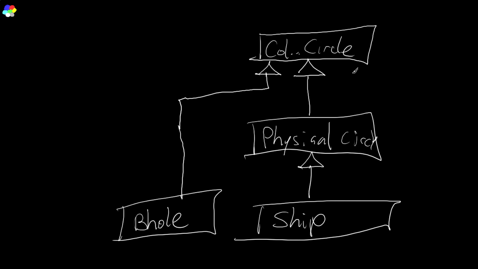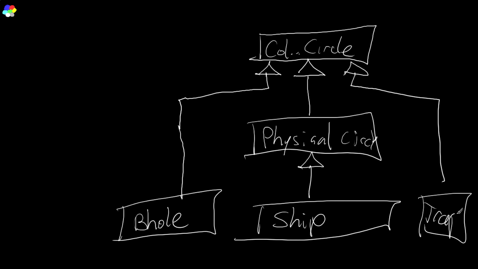Other things that might derive from a collidable circle might be, for example, a trap. Some kind of environmental trap that might slow down a ship or something. Or like a circular region, kind of like our track region, only circular.